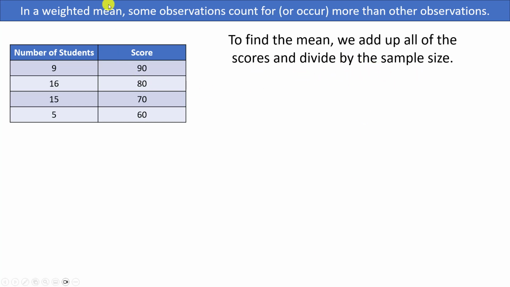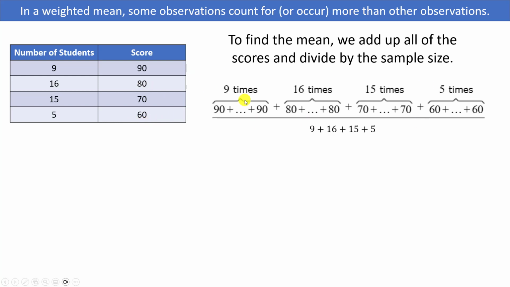But like we said, we are calculating a weighted mean, meaning that some observations are going to count for or occur more frequently than the other observations. In this case, this applies to the scores. Some of the scores happen more frequently than others, so should have a higher weight, such as the 80, and some of the scores happen less frequently, like the 60, and therefore should be given a lower weight.